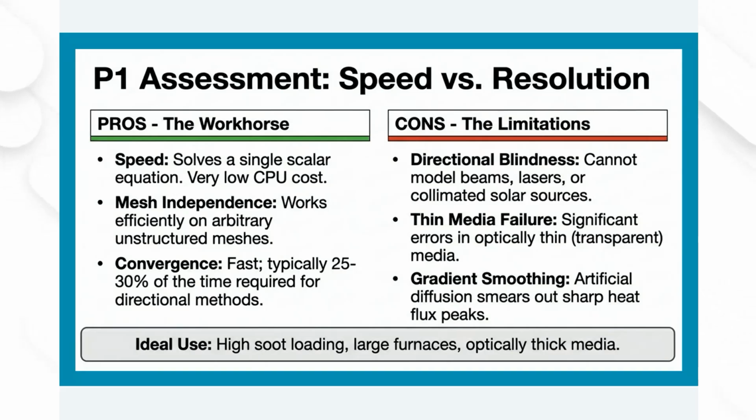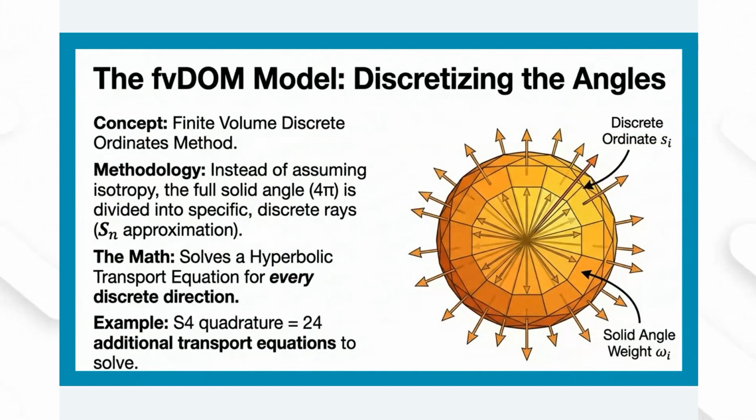And ultimately, P1 you can use for large furnaces, coal boilers, heavy fires where air is thick with soot or smoke. In those environments, light scattering is quite high. That fuzzy assumption is actually correct. But for any other case where you are looking at directional radiation here, P1 will actually fail. That's where the FV-DOM approach essentially comes into play.